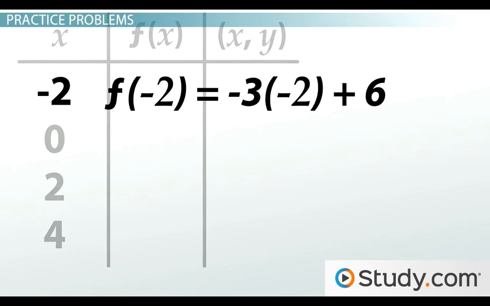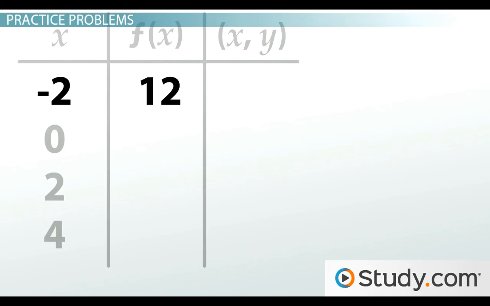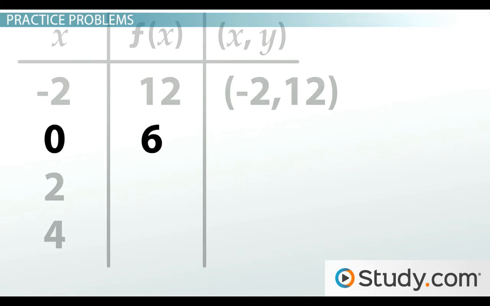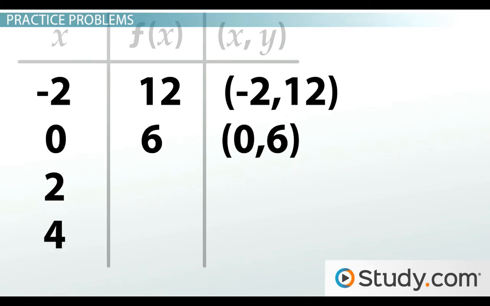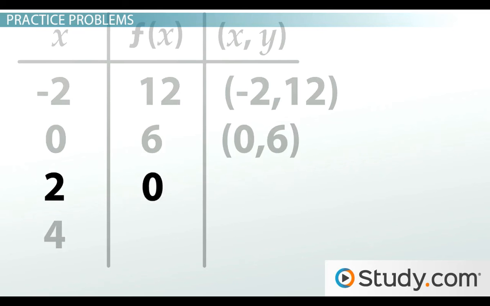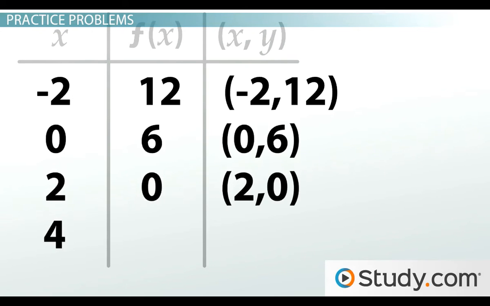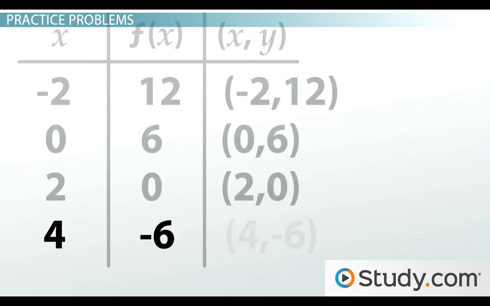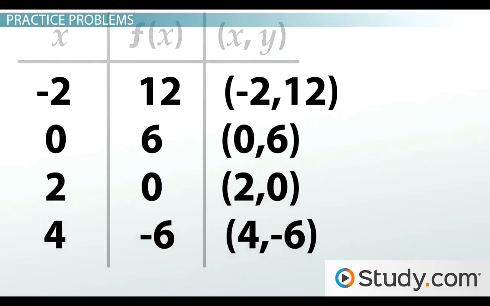F of -2 equals -3 times -2 plus 6. That'll be 12. F of 0 equals -3 times 0 plus 6. That's just 6. F of 2 equals -3 times 2 plus 6. That's going to be 0. Finally, f of 4 equals -3 times 4 plus 6. That's negative 6. I'm noticing a pattern here.